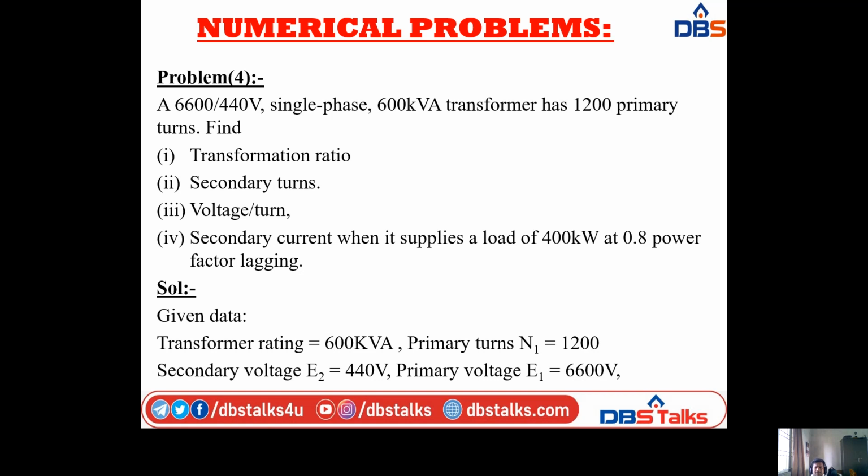The given transformer rating is 600 kVA. They gave the primary turns N1 equal to 1200. They gave the V1 and V2 values, that is E1 and E2 values. E1 is equal to 6600 volts, E2 equal to 440 volts. That is nothing but a step down transformer. So first you have to determine the transformation ratio. Transformation ratio is defined as the ratio of secondary voltage to primary voltage. That is K is equal to E2 by E1, E2 440 by E1 6600 volts.